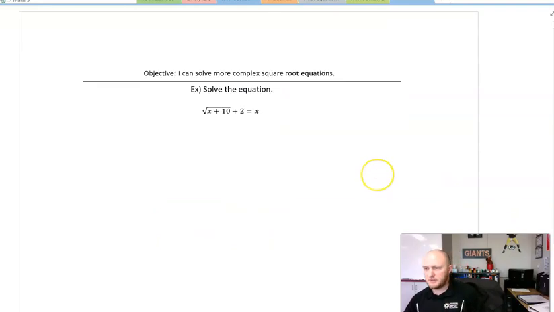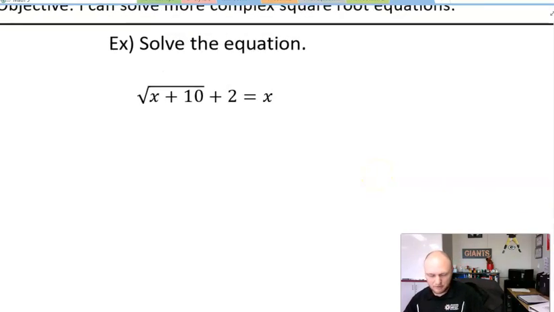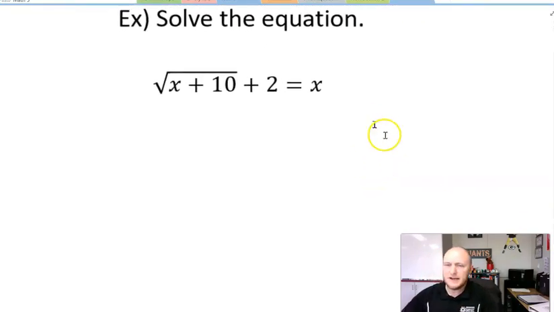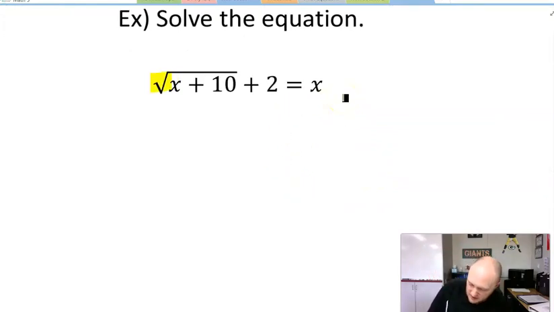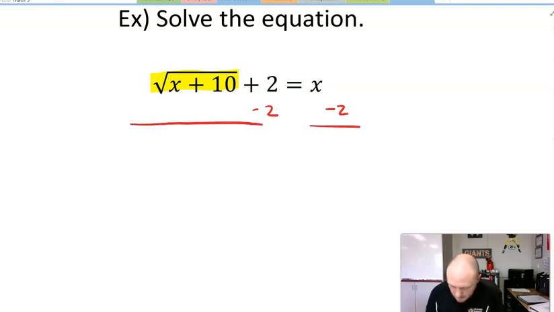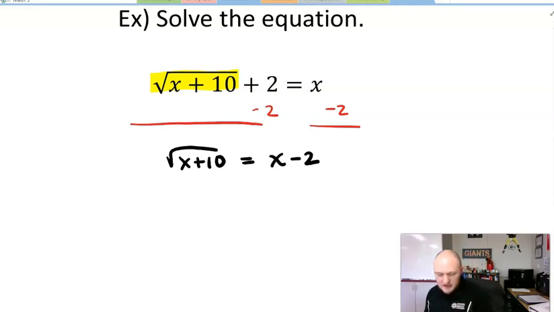Okay, I believe this is the last example for this lesson. And here we're going to see the quadratic structure, but again, here I have step 1. I need to isolate that square root. So I'm just going to move that 2 over to the other side, and we get square root of x plus 10 is equal to x minus 2. Okay, and then now I'm going to go ahead and square each side.